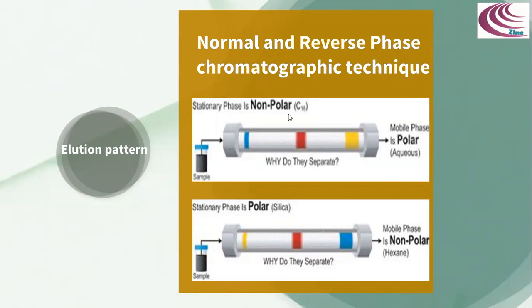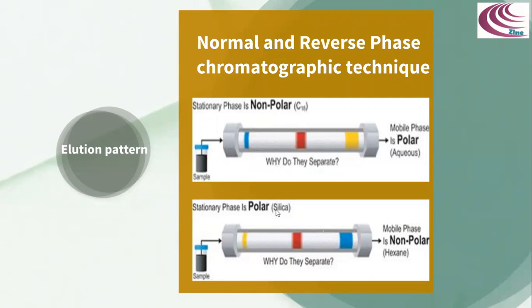See here in the diagram, the stationary phase is non-polar. That is an example of reverse phase chromatography. Here the sample will pass over this chromatographic column, and the mobile phase is polar, that is, aqueous in nature. So here C18 or maybe C8 stationary phase we can use, isn't it? So for C8 and C18 we have to modify silica. In what way we can modify silica, that we will see.